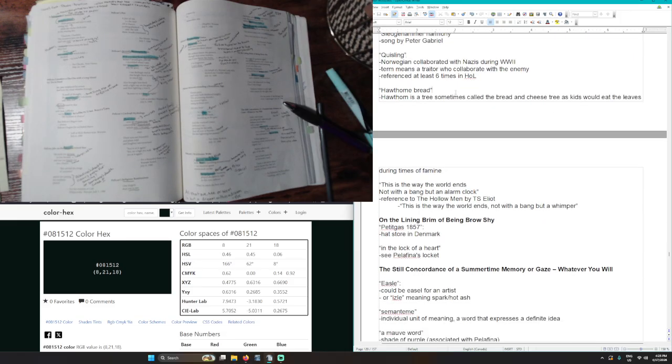We also get a reference to hawthorn bread. And hawthorn is a tree, sometimes called the bread and cheese tree, because kids would eat the leaves during times of famine to satiate their hunger. So it's something like a fake bread.